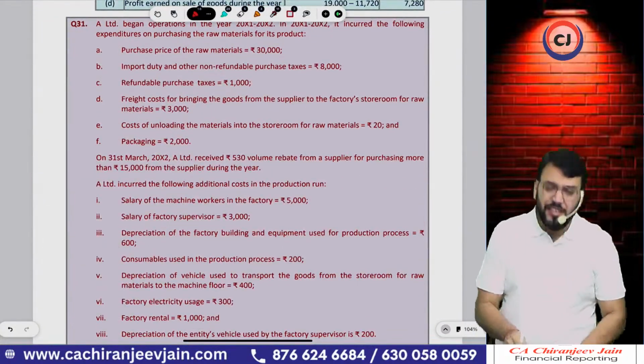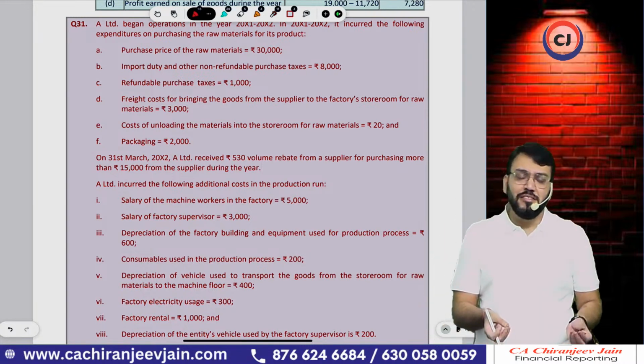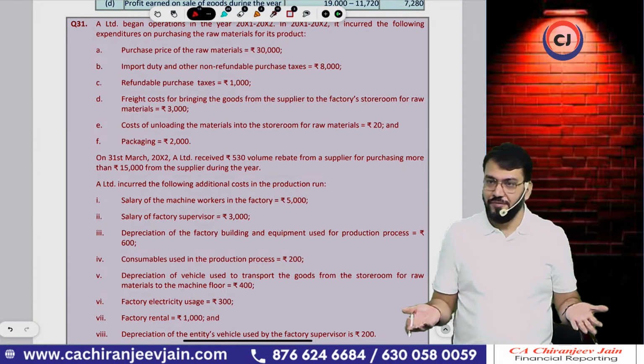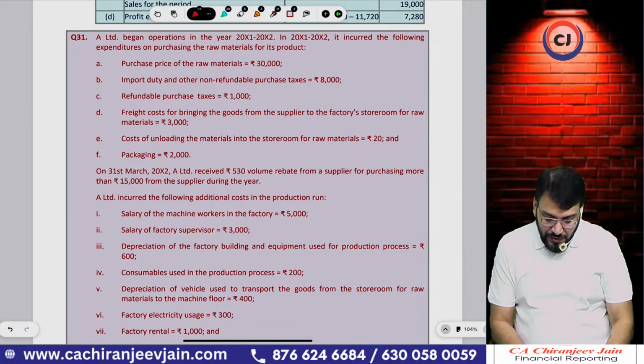Yeah, just read it. Let us understand this type of simple question, which they are asking at CA Final level. At CA Final level, what do you demand more from ICAI? A 5 marks question. Let us read. A Limited began operation in the year 2001-2002.